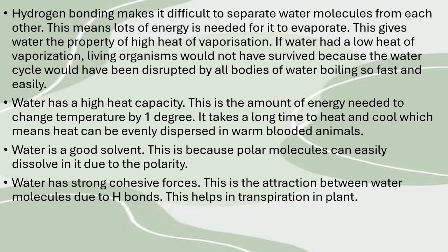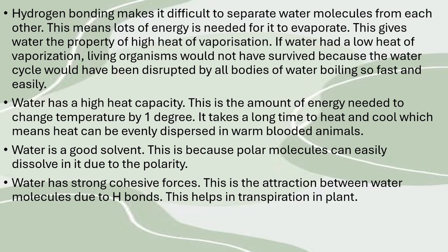Water is a good solvent, and this is because polar molecules can easily dissolve in it due to the polarity. So what is a polar molecule? Polar molecules or compounds are things that are held together by ionic bonds. So what are ionic bonds? Ionic bonds are the bonds that hold oppositely charged atoms together. For example, salt. What is salt made of? Salt is made of sodium and chlorine, right? And they are held together by ionic bonds.